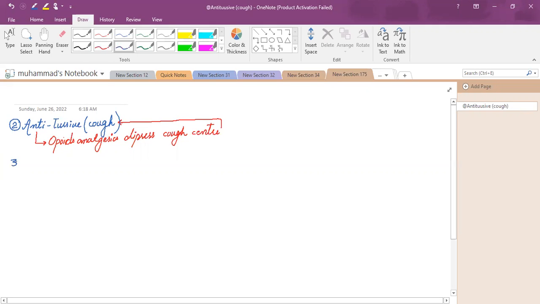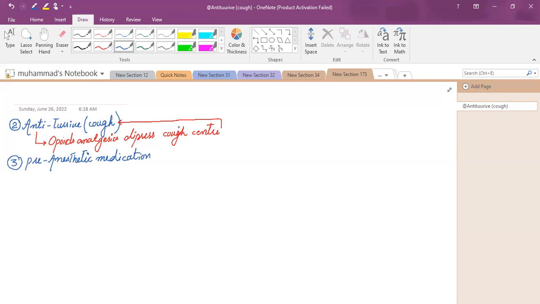Third clinical use of opioid analgesic is pre-anesthetic medication. It means when anesthesia is performed, we use opioid analgesics before the start of the surgery. Okay, so this is the third clinical use.